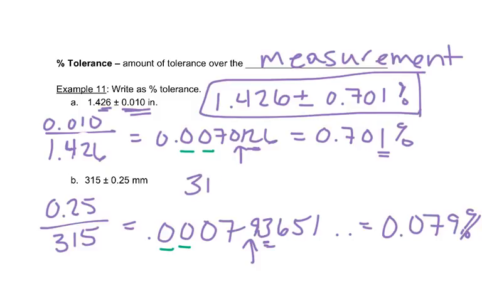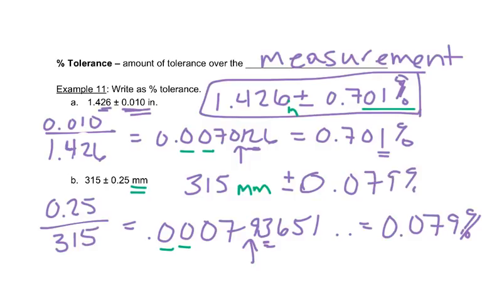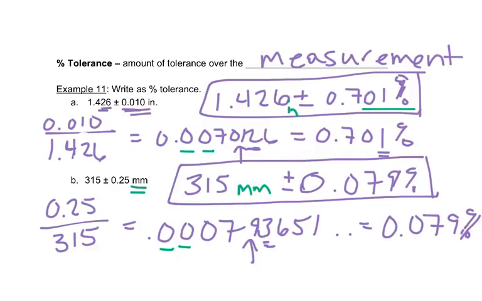So our final answer would be 315. Oh. Here I forgot, we need to have the measurement in here. This is inches, and because this is a percent, we no longer have the inches on the end, so we need to have the inches by the number. Here this is millimeters, so we need to have the millimeters by that number before we put the percent tolerance on the end. So we have 315 millimeters plus or minus 79 thousandths of a percent.